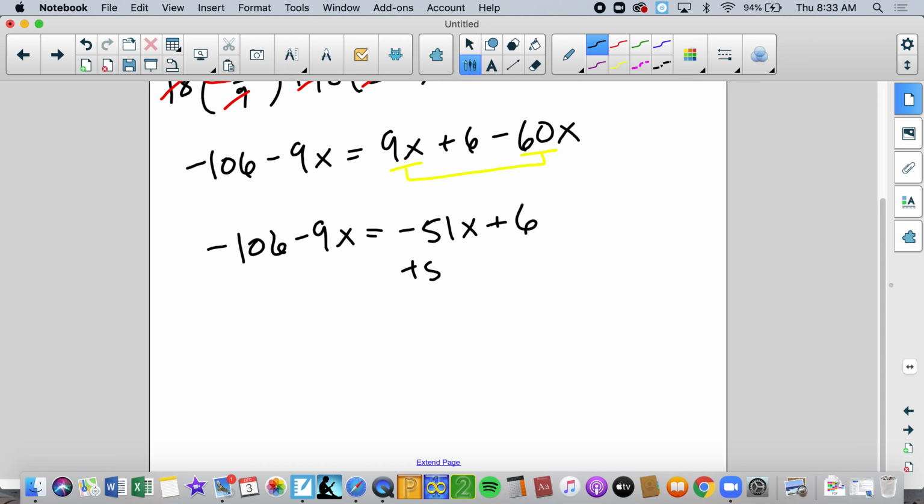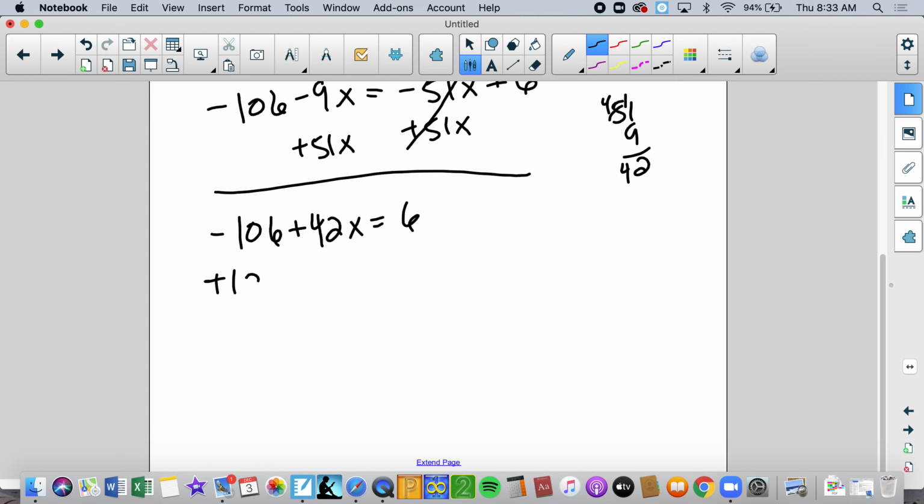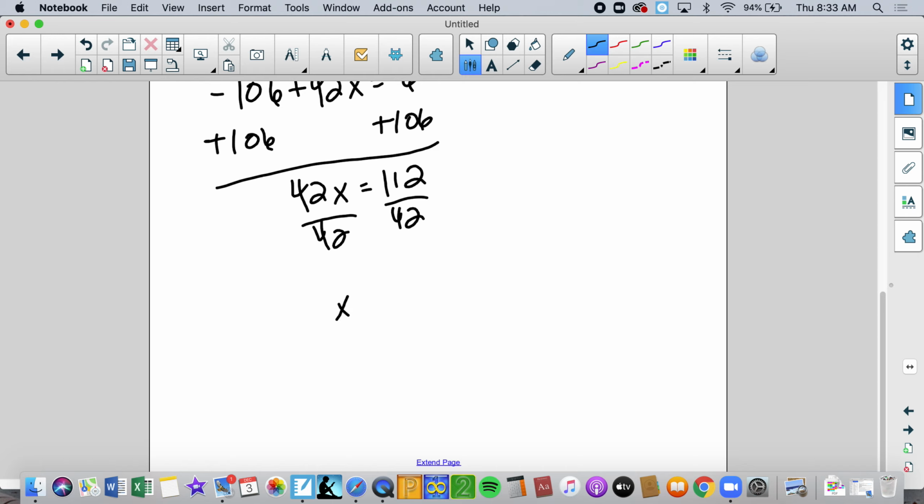Let's move the negative 51x over to the other side, and that leaves me with negative 106. We have 51 and 9, that's 42. Positive 42x equals 6. Let's add 106. We get 42x equals 112. Whew, that's a crazy one. Divide by 42, divide by 42. X equals 112 over 42.